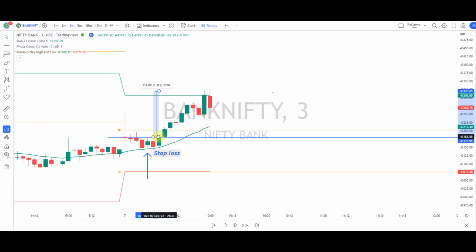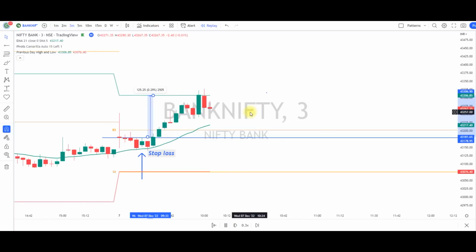So we got 125 points in Bank Nifty. So in options we'll get more than like 30 to 40 points. We can book our profits. So we don't want to keep our profits for a long time as we are doing scalping here. Now we can see how this trade went and what is the next opportunity we got.